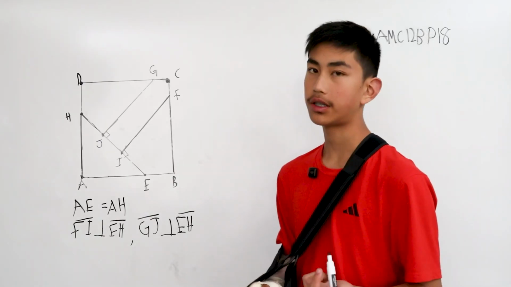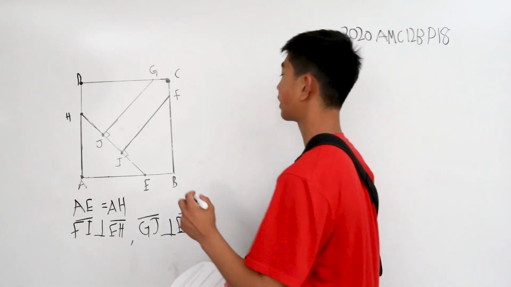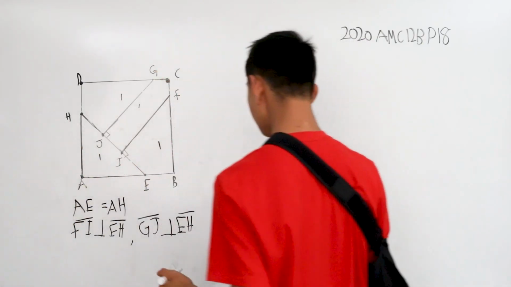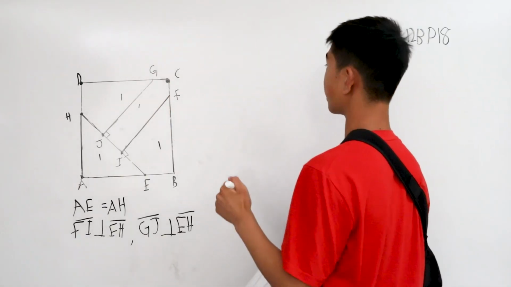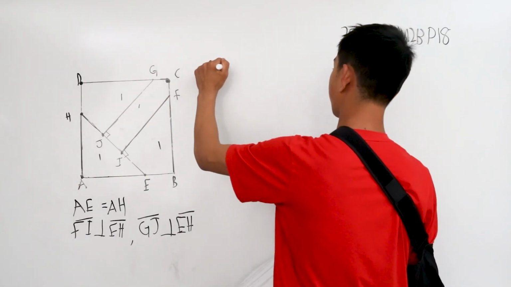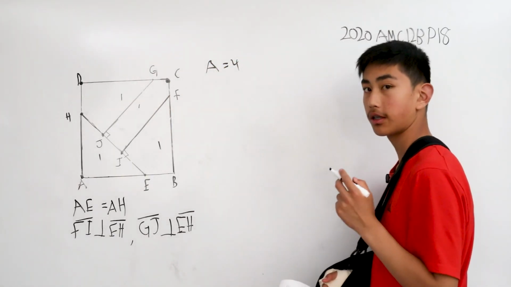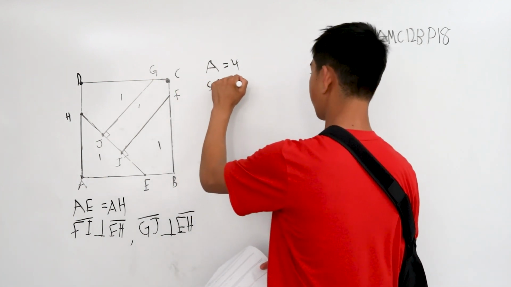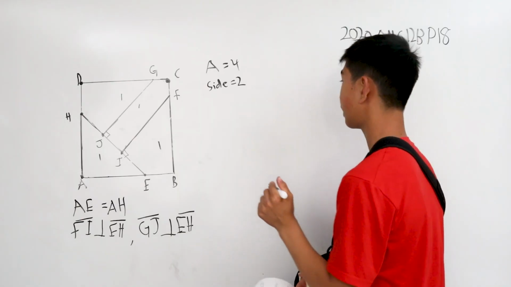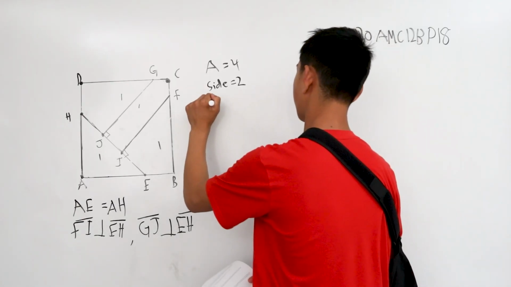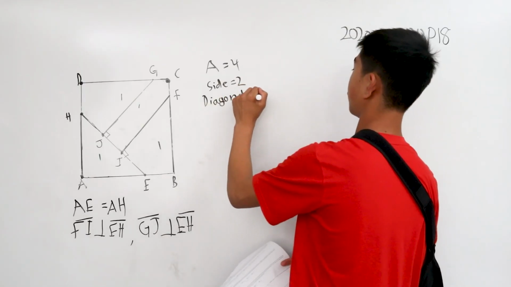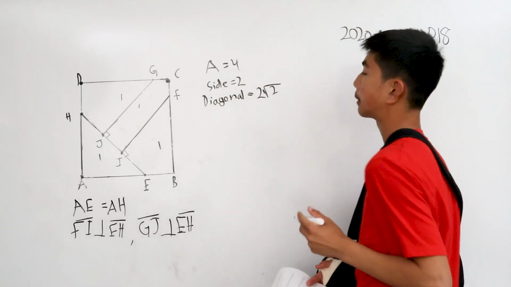square, and it gives us the areas for each of these individual shapes. So they're all 1. So now, since there's 4 of these, we know that the area equals 4. And because it's a square, we know that the side length has to be 2. And we can also easily find that the diagonal, using the Pythagorean theorem, is 2 root 2.